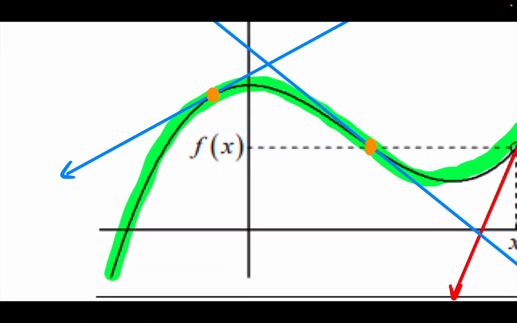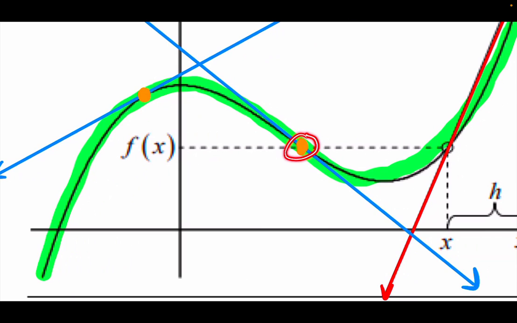At that orange dot, at the first orange dot, is the function increasing or decreasing? Is the green increasing or decreasing? So we should have a positive tangent line. Does the blue line that touches it have a positive slope? Yeah.